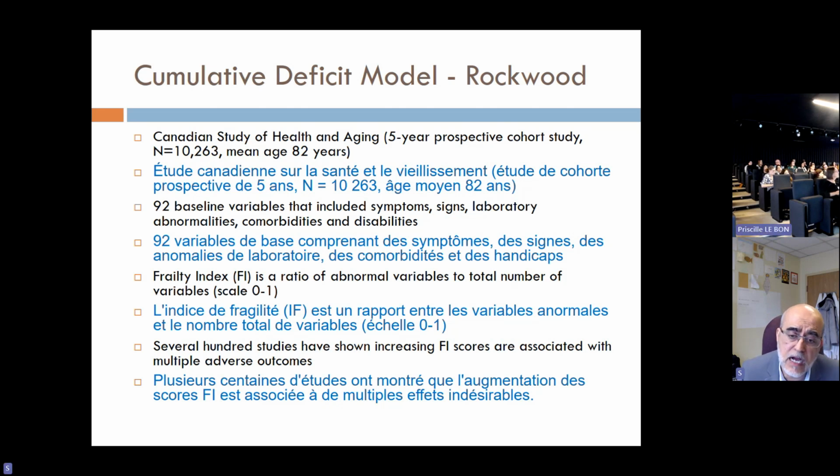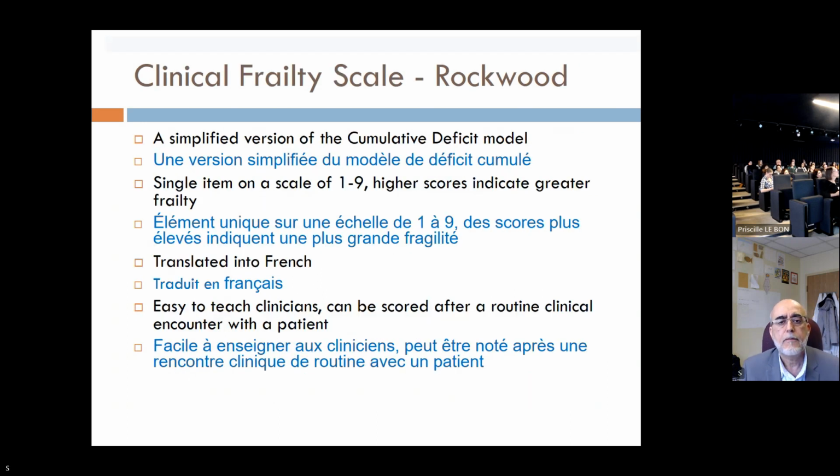And there have been several hundred studies that have shown that as the frailty index score goes up, we have more bad outcomes. This has been shown in mice, in flies, in other mammals, and many, many studies in humans. Finally, the same group, Rockwood and colleagues out of La Nouvelle-Écosse in Canada, have created this clinical frailty scale, which is a very simplified version of the more complex cumulative deficit model I just described.